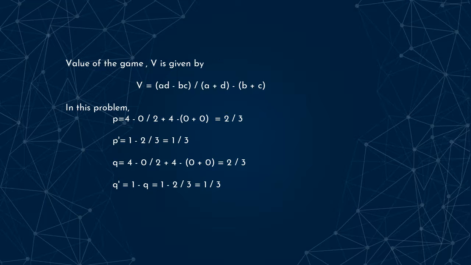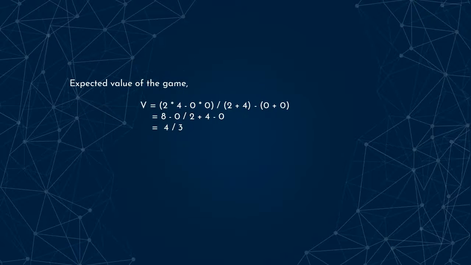After finding the values of p and q, then find the value of the game, and the equation is v equals (ad minus bc) by (a plus d minus b minus c). In this problem, we get the value of p equal to 2 by 3, then 1 minus p equal to 1 by 3, then q equal to 2 by 3 and 1 minus q equal to 1 by 3. Finally, we get the expected value of the game equal to 4 by 3.